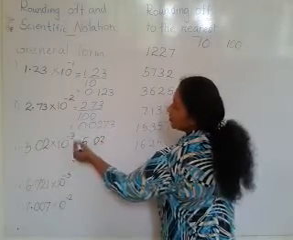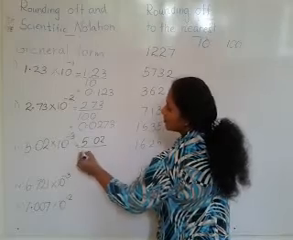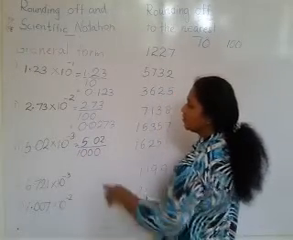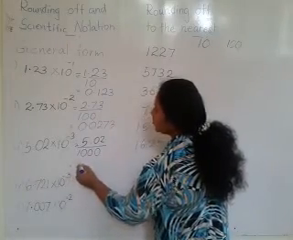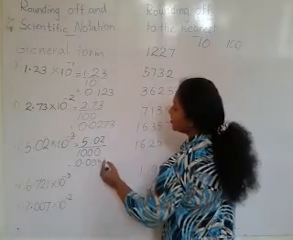Next, 5.02. Making the power into positive, it becomes 10 to the power 3, that means 1000. Dividing by 1000 means moving the decimal 3 times. So it is 0.00502.